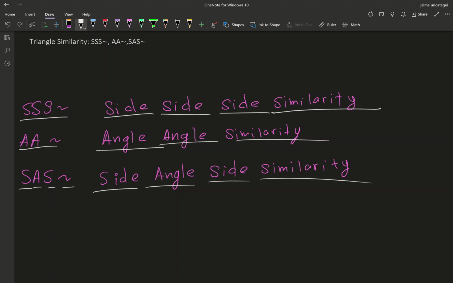Right now, we're going to be going into depth on how to do side, side, side similarity and angle, angle similarity. And I'm going to leave side, angle, side as your extension. Hopefully, you guys can piece together how to do it once we go over these two. So let's get right into it.